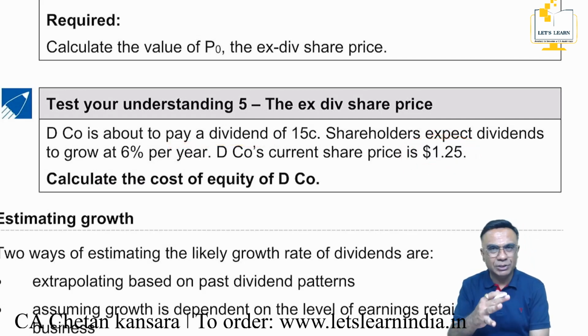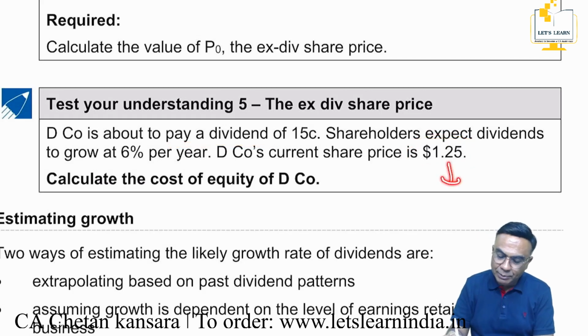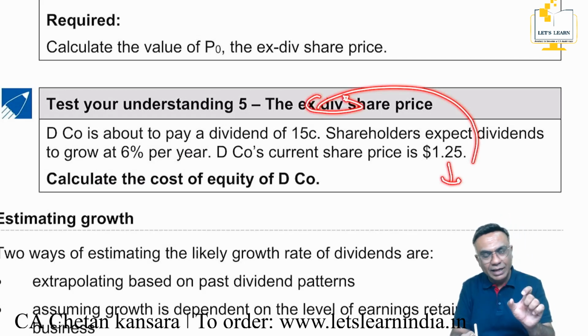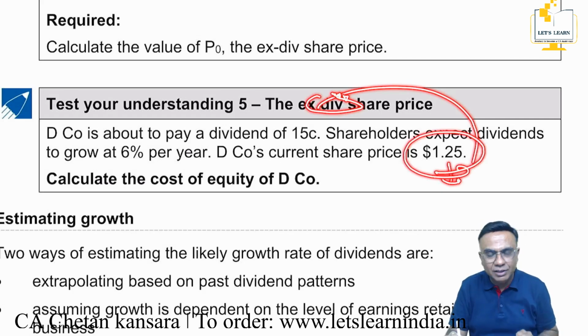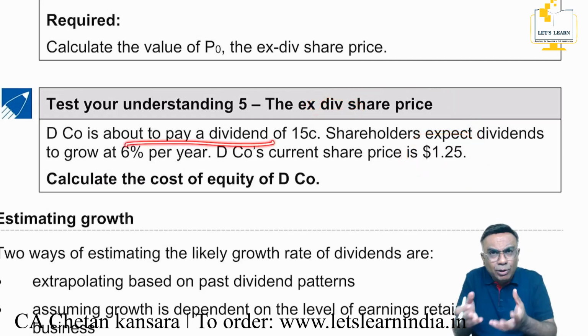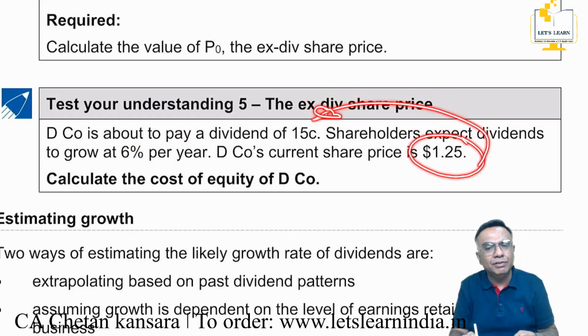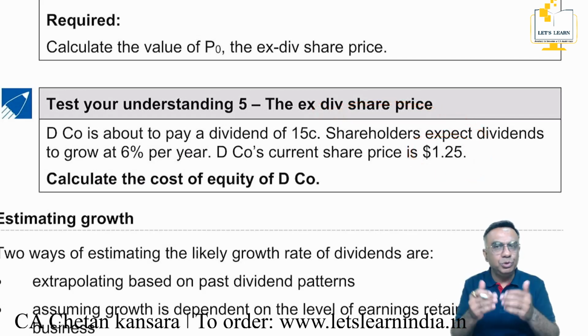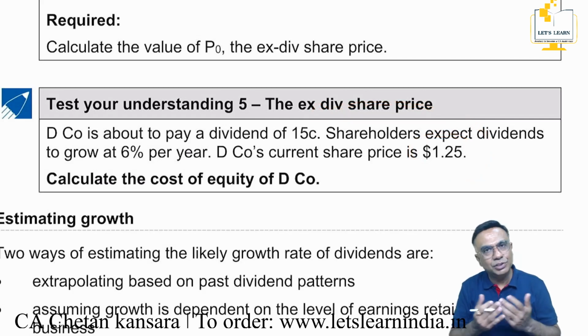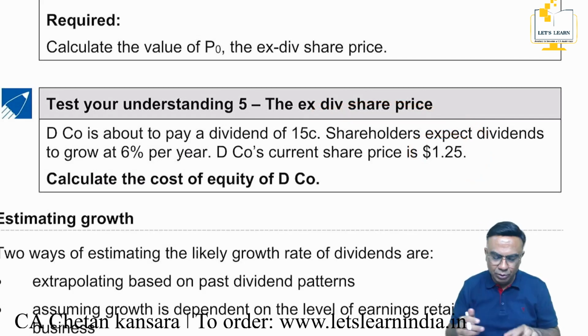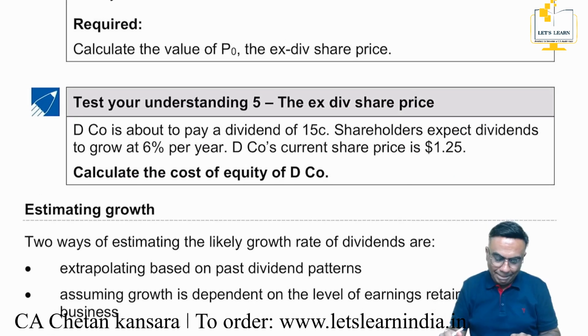First of all, I'll just explain, we can solve it later. From 1.25, I'm going to deduct 15 cents as a dividend to get the ex dividend price. So this is the cum dividend price. It includes the effect of dividend because dividend is just about to be paid. So $1.25 minus 0.15, you will get the ex dividend price, which you use for the calculation of K. I hope it is very clear.